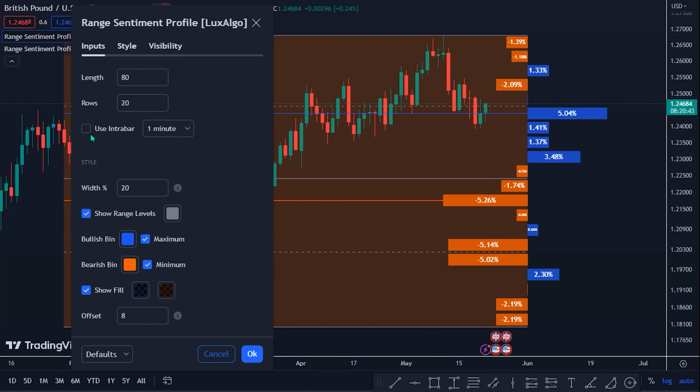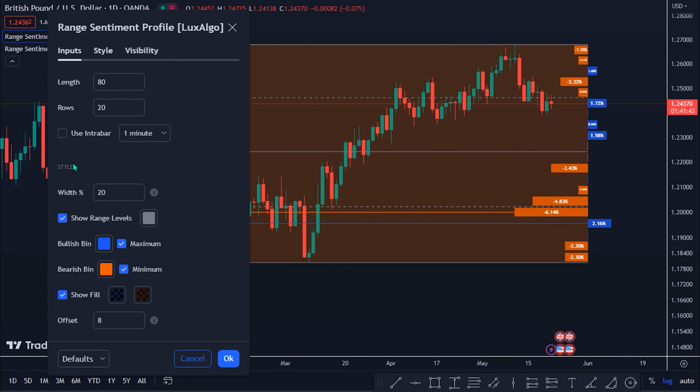Use Intrabar. This option uses Intrabar data to compute the range sentiment profile. Checking the box will activate this option. Time frame. This is the Intrabar data time frame. By default, it is set to 1 minute.